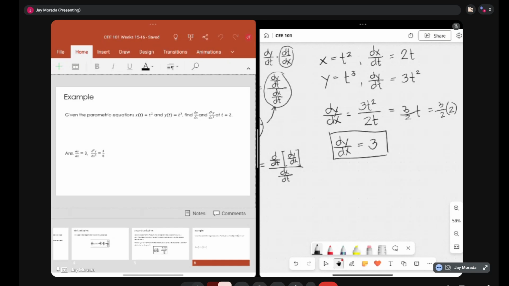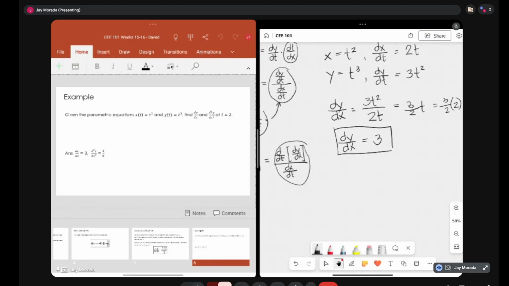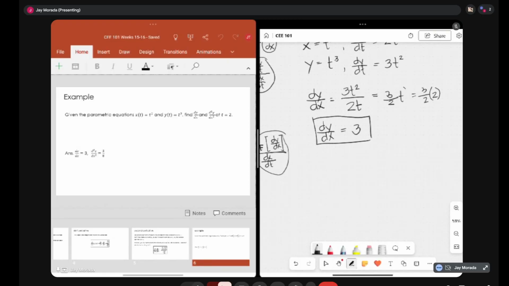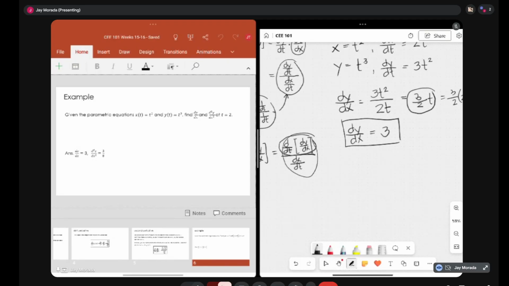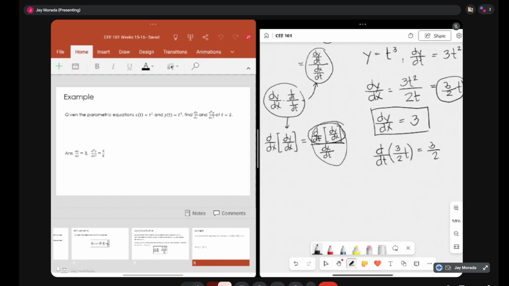Now, what about the second derivative with respect to x? Okay, we'll follow this formula. So let's look at the dy over dx, that is 3t over 2. We don't use the substituted version, we use the function. So let's differentiate it with respect to time. Look at the numerator now. We differentiate that one with respect to time. Differentiating 3t over 2 with respect to time leaves us with 3 halves. Then we use that one as the numerator.